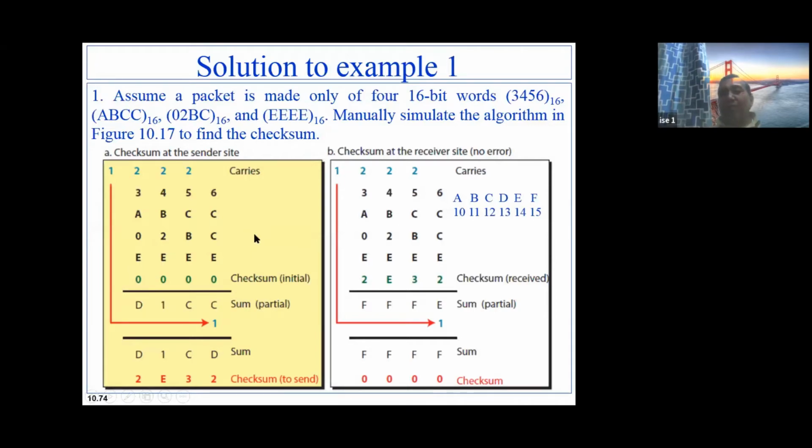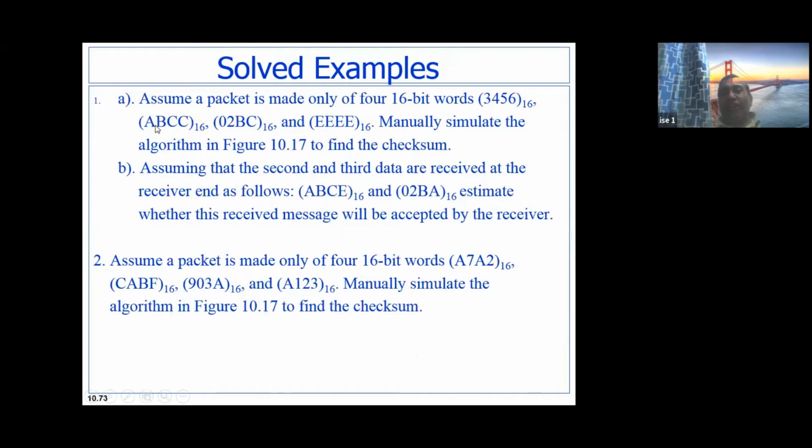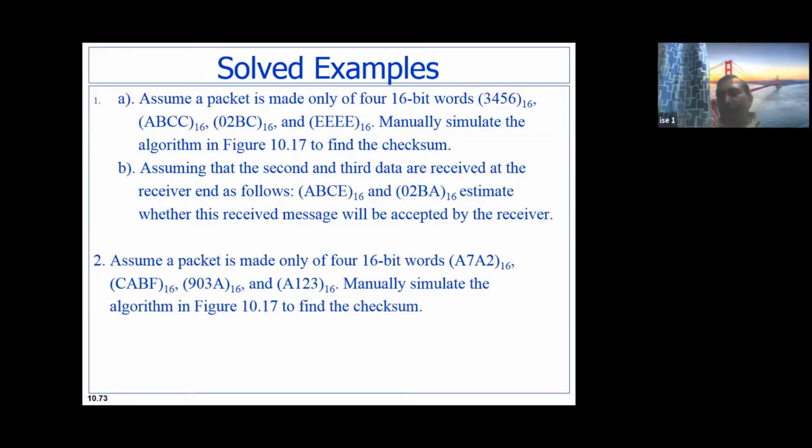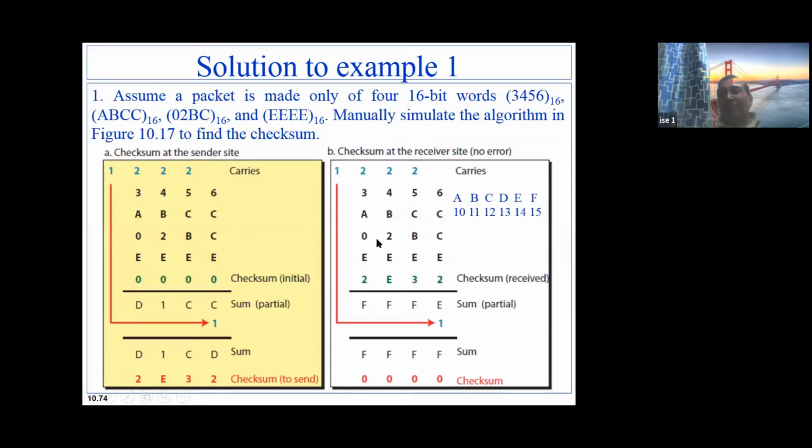Now, the second question, B part. Instead of ABCC, the received number is ABCE. And the third number is 02BC. Instead of that, I have received 02BA. And what is my checksum? Checksum is received as 2E32. So this number and this number have changed.